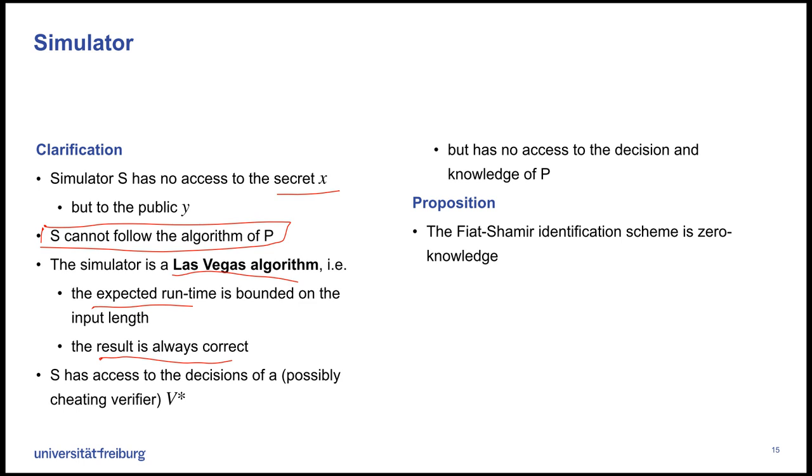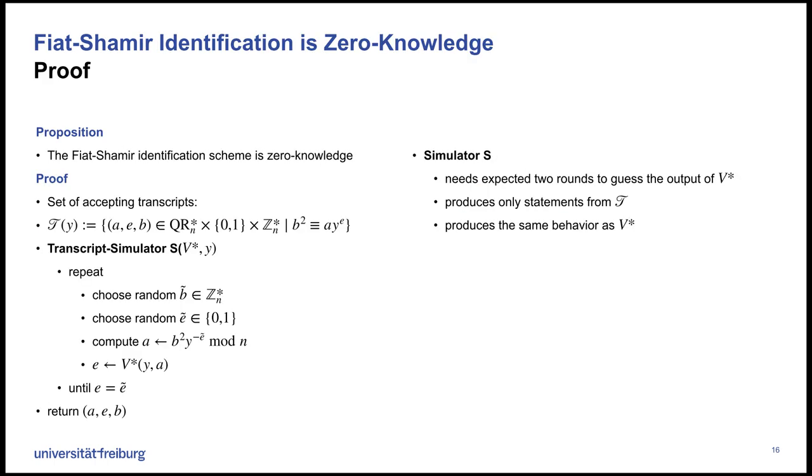Okay, so now we need that S has a decision of a verifier for some reason, because it could be dishonest, so it doesn't adhere to the protocol, but has no access to the protocol of P. So even the dishonest verifier doesn't know anything. And now let's prove that the Fiat-Shamir identification scheme is zero knowledge. This is a proof. So what do we do?